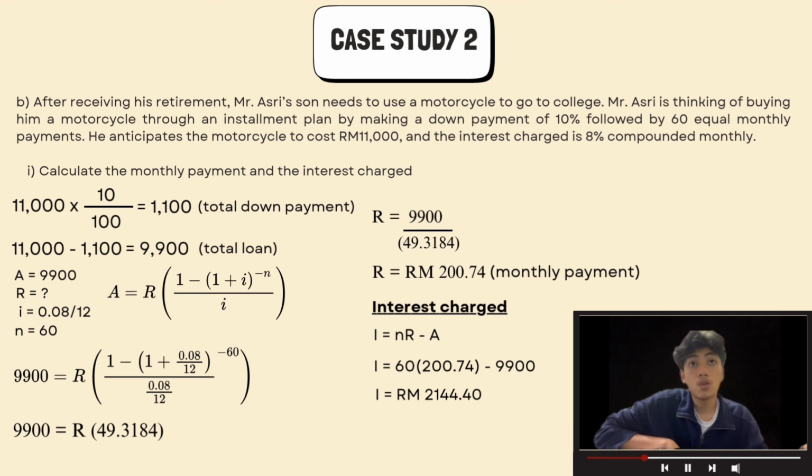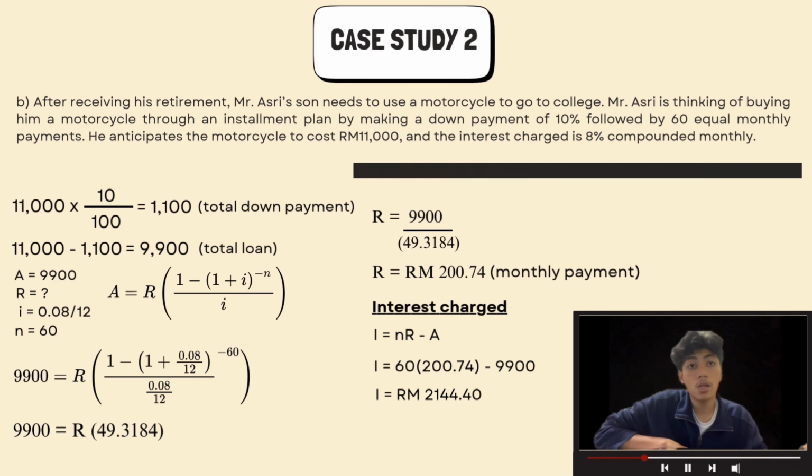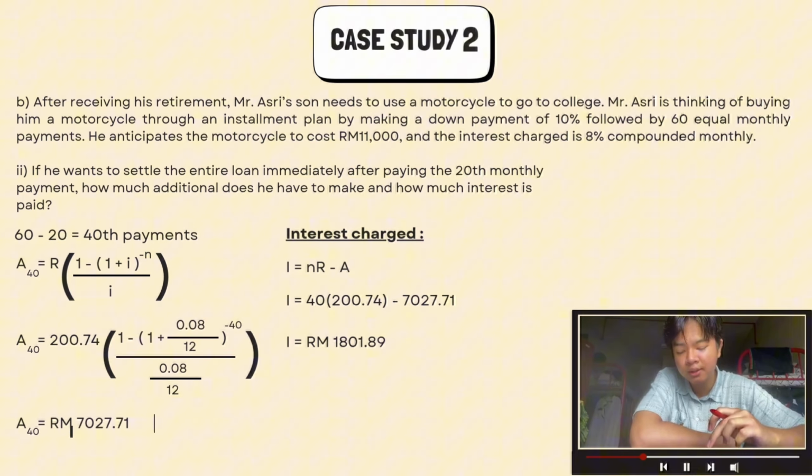Substitute the values into the equation, and we will get 9,900 equals 49.3184 R. Make R the subject, and we will get R equal to 200.74. For the interest charge, substitute the values into the equation, and we will get the total interest charge equal to 2,144.40.